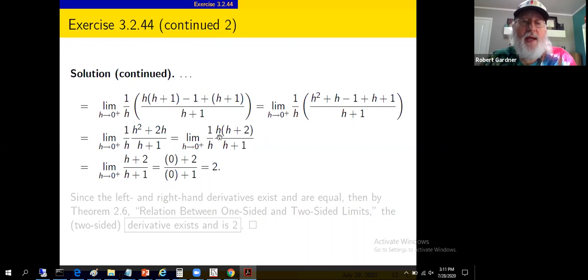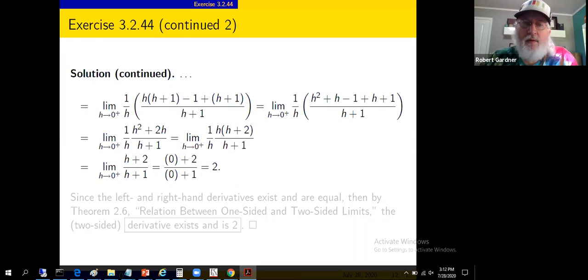So factor an h out of the numerator. Then we can cancel these h's, if h isn't 0, since we're taking a limit, leaving us with h plus 2 over h plus 1. Limit as h approaches 0. Can you substitute in? Yeah, it's a rational function, if you like, for justification. And we get out 2.